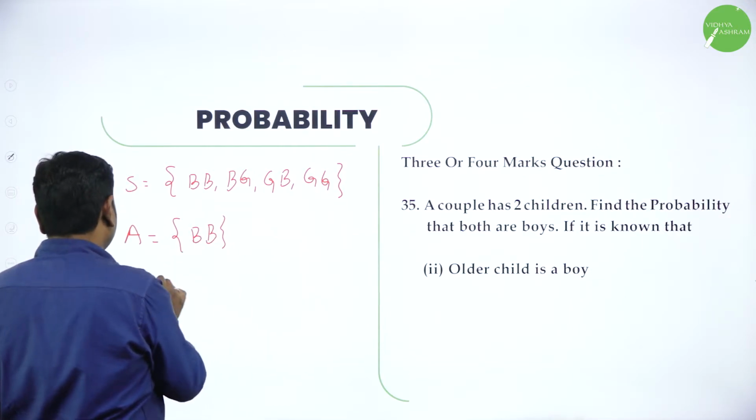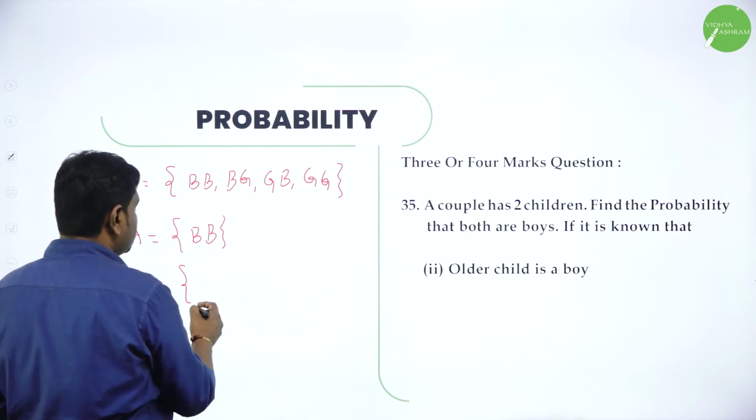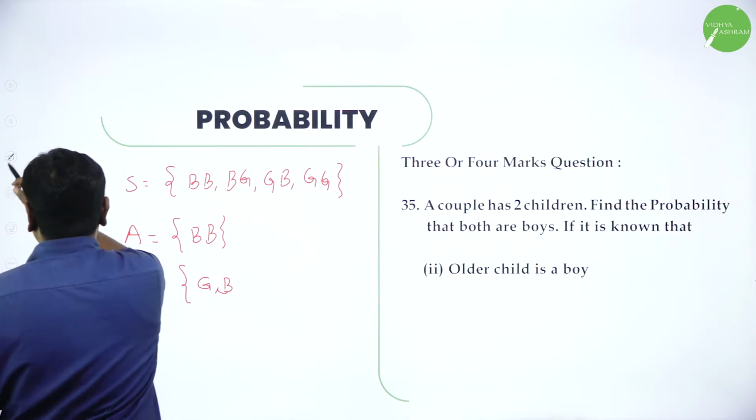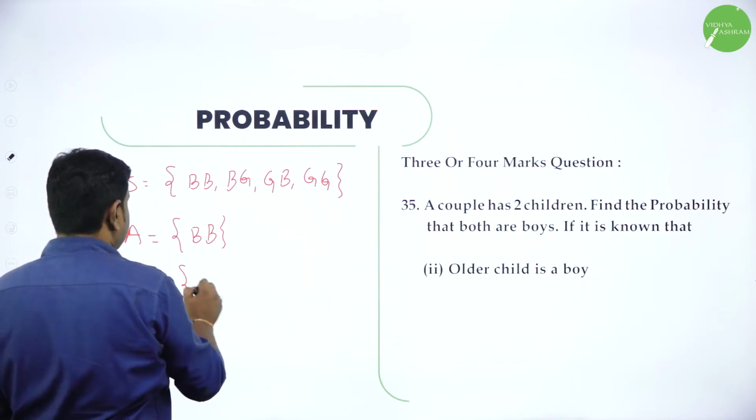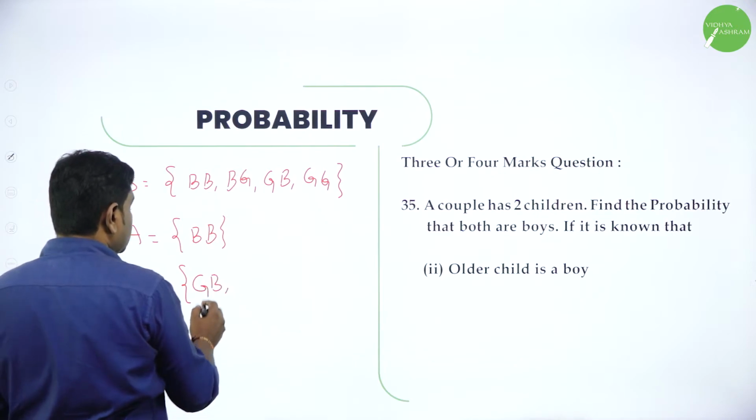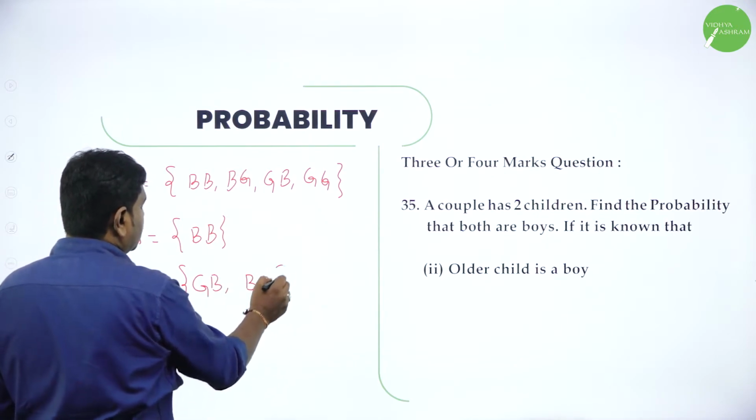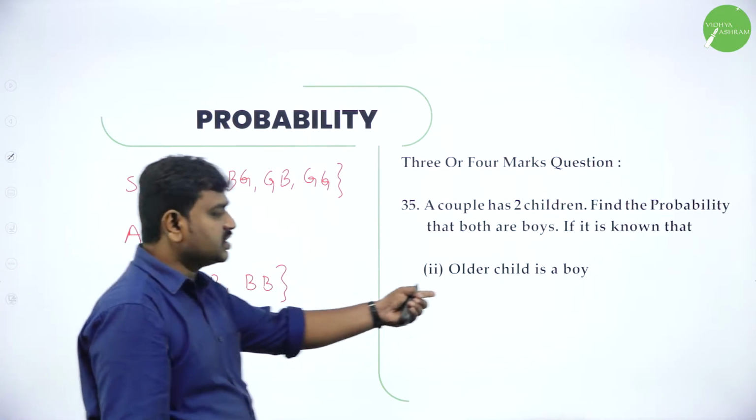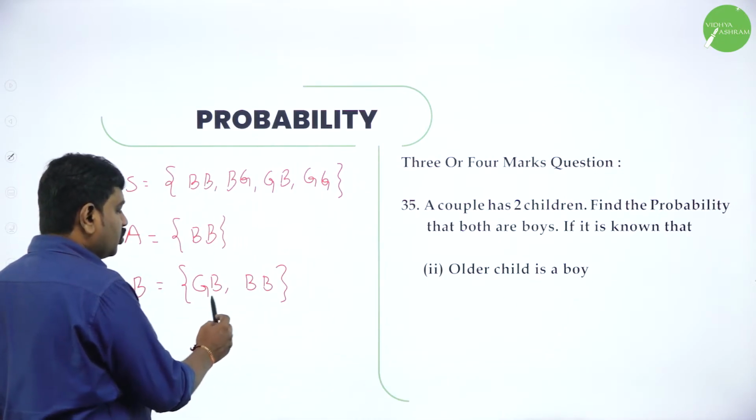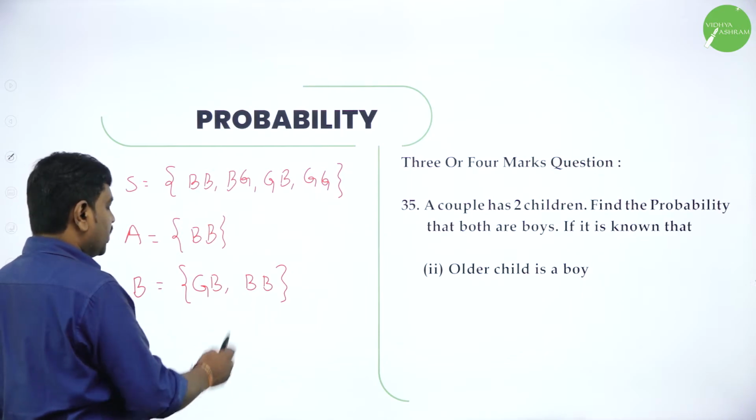And event B, older is boy. Older is boy means what? Second one is boy. So first one may be girl and second one may be boy. GB. The possible outputs. Say older is boy means second child is boy. GB or BB. First child they are not talking. See, older is boy. Given that second one is boy. So second one boy outputs are what? Girl boy or boy boy.